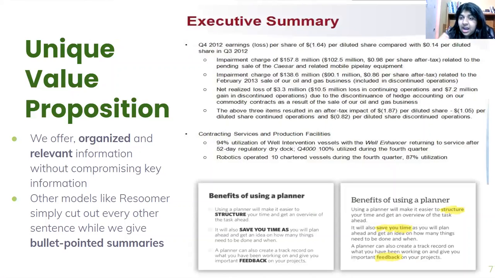But here's our unique value proposition. Compared to our competitors like Ivy Brain, Resumer, Ivy Panda, and Split Brain, our product gives bullet pointed summaries and does not omit or repeat text, which is what all of our competitors do. We also make sure that we don't compromise key information, because while Ivy Panda just cuts out every other sentence, we use semantic technology and machine learning to make sure that the computer understands which text is really important to include in the summary, which means that we offer organized and relevant information.